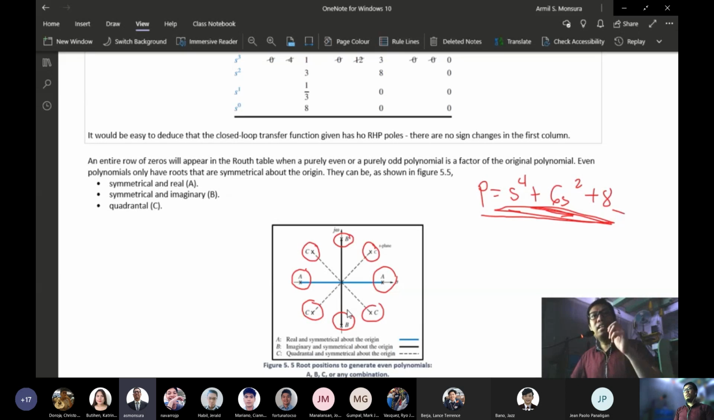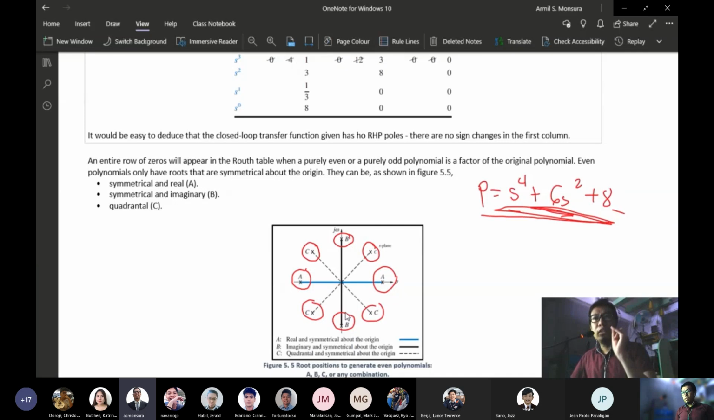Okay. And in that case, ito yung kaisa-isang case out of the 3 na diniscuss natin. Basic, 0 on the first column, at saka ito. Out of these 3 cases, ito lang yung case na magkakaroon kayo ng pole sa j omega axis. Ito lang yung possible case na magkakaroon kayo ng pole sa j omega axis. Okay. So that is why we should be on the lookout of the fact na kapag nag-entire row 0 kayo, kailangan open tayo dun sa possibility na meron tayong j omega axis poles. Okay? So ayun, yun yung isang dapat natin tandaan sa case na to.